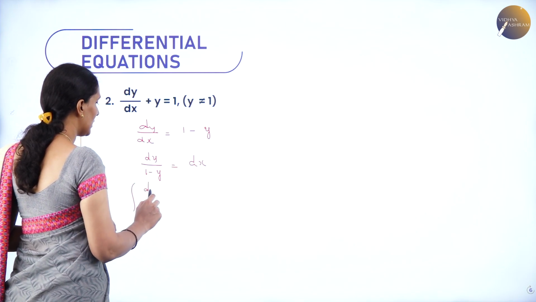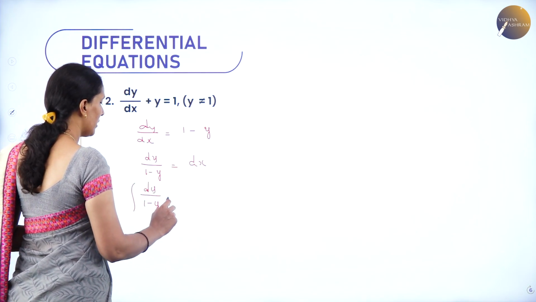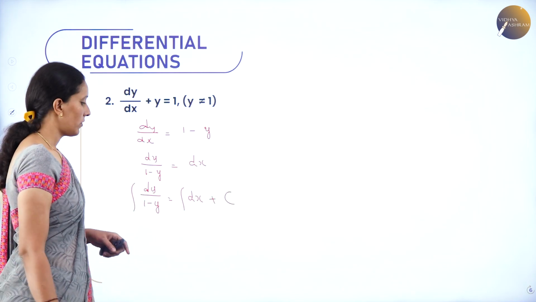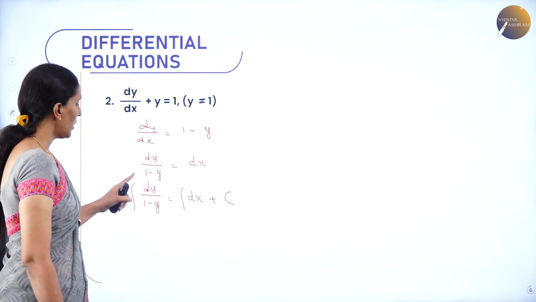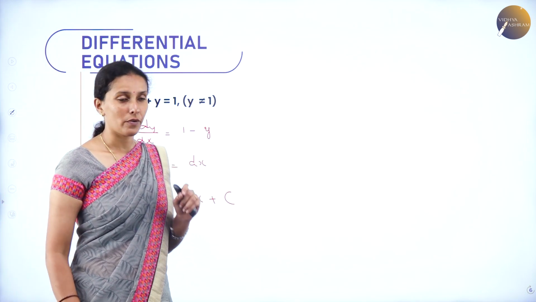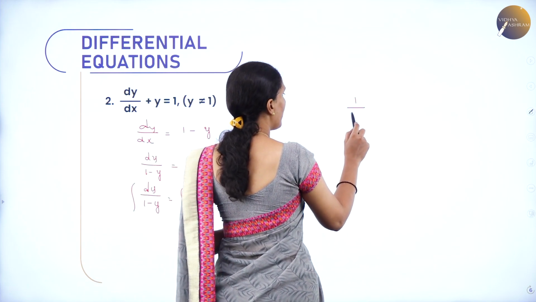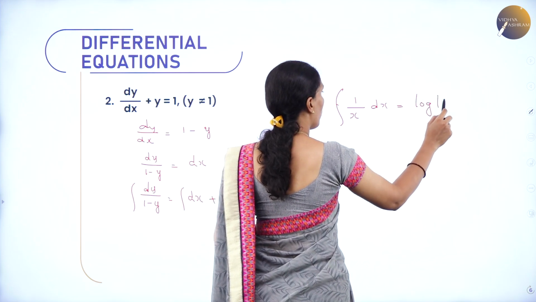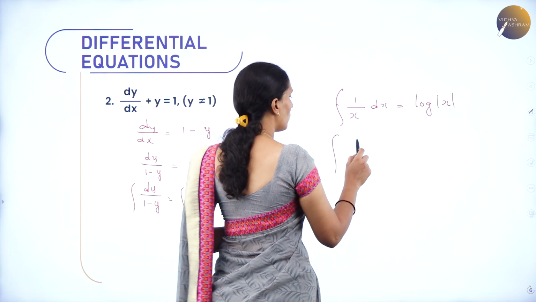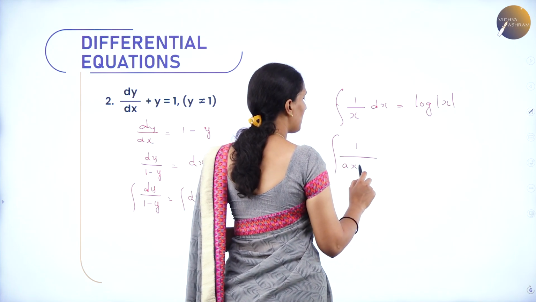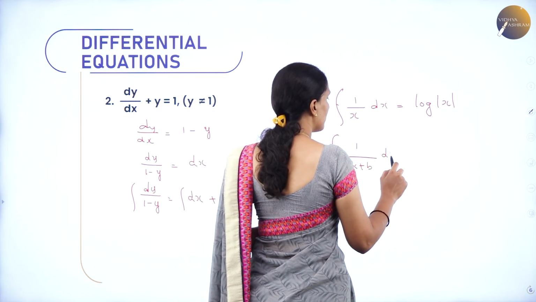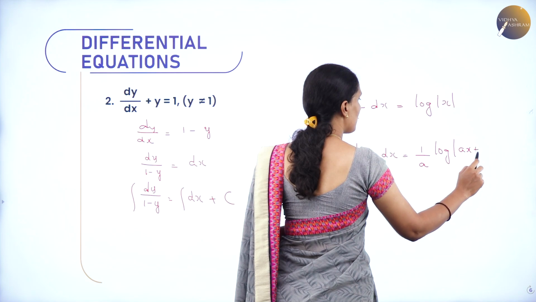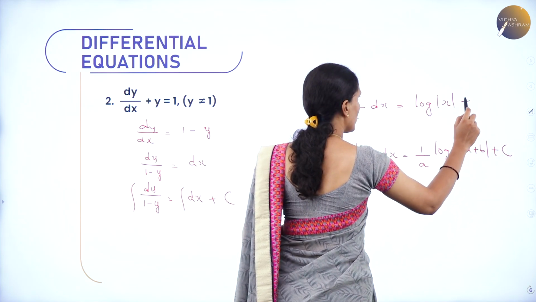Let me apply the integral of dy by 1 minus y, integral of dx plus integration constant. So we need to apply the integration constant. Now, the derivative of 1 minus y. We know that the integral of 1 by x dx is log x, or in the form of log mod x. Similarly, the integral of 1 by ax plus b dx can be written as 1 by a log of modulus ax plus b plus integration constant.